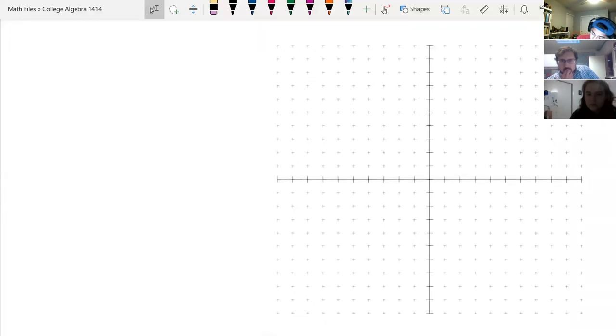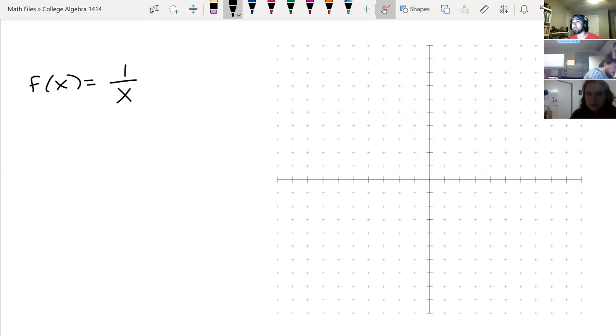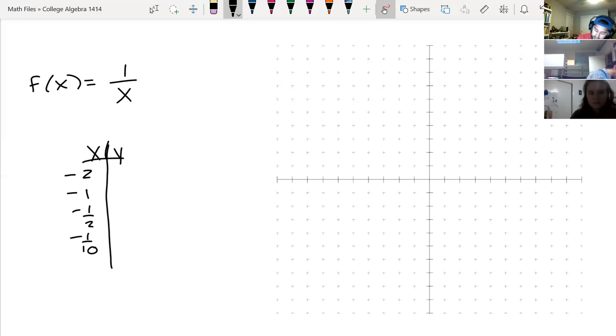And f of x equals 1 over x. Okay. So we'll make our xy chart. And we can pick every number or all numbers except for what number? Zero. Good, right? We can't have zero in the denominator. So here's the numbers I'm going to pick. I'm just going to start off at negative 2, negative 1, and then negative 1 over 2, and then I'll do negative 1 over 10. Why not? You'll see why I'm picking these fractions in a second.